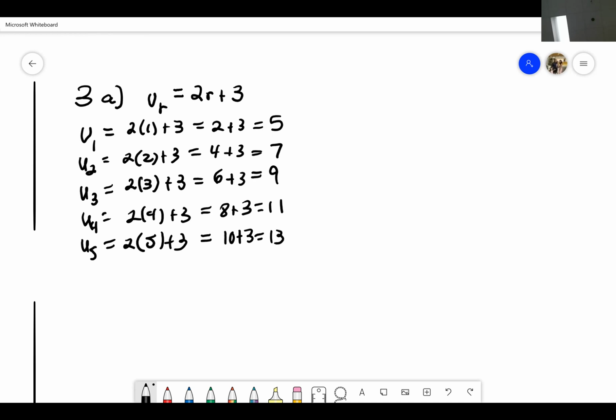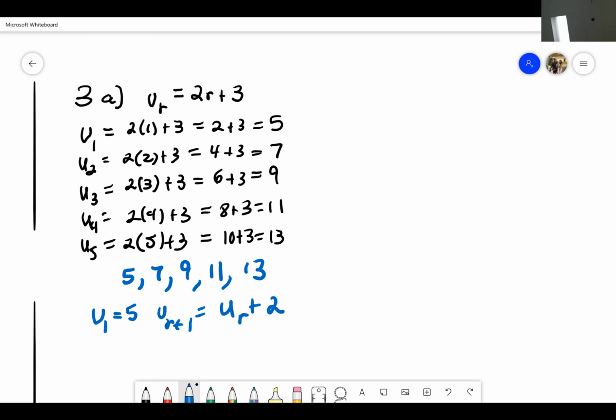So I've written now the first 5 terms of my sequence. I'm going to go ahead and do this in blue: 5, 7, 9, 11, 13. It looks like we're adding 2. So my inductive definition would be u of 1 equals 5, u of r plus 1 equals u of r plus 2, and you're done.